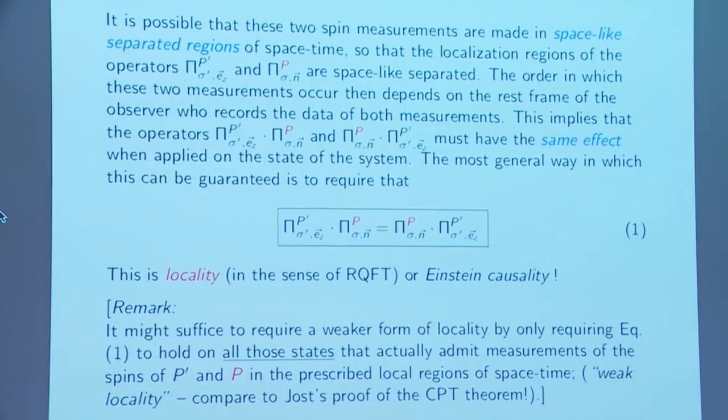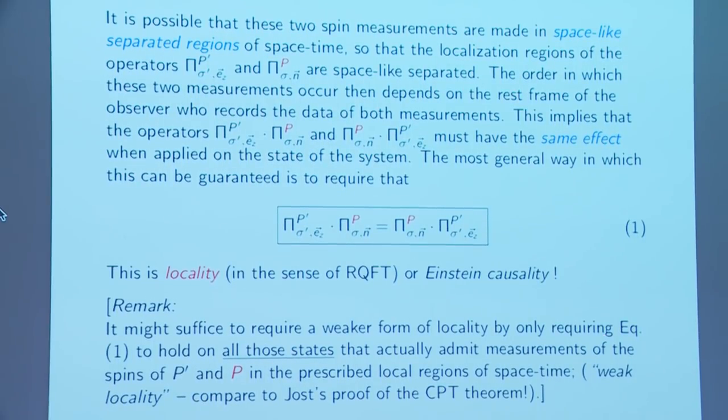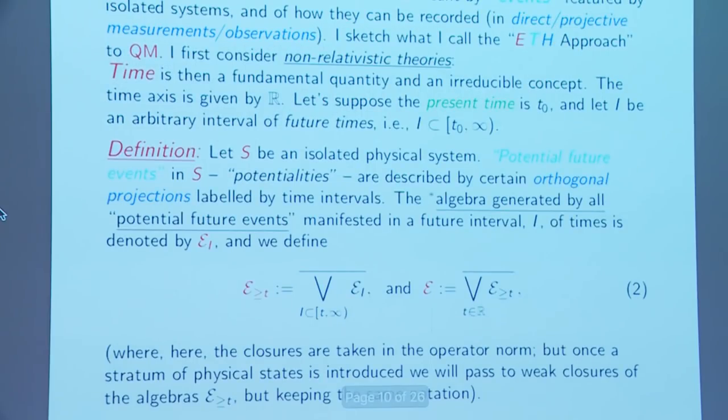This is why they commute. And that suggests that they should commute. Of course, this implication is logically a little bit too strong. They might just commute on all states on which such measurements can be made. But let's be a little generous and say they have to commute. This is really the right way of understanding local commutativity in relativistic quantum theory, I think. All right, so that's about that much about locality. Now I would like to sketch the ETH approach.